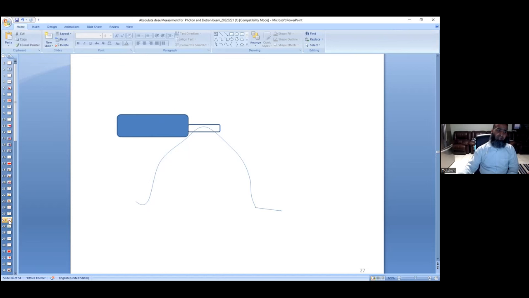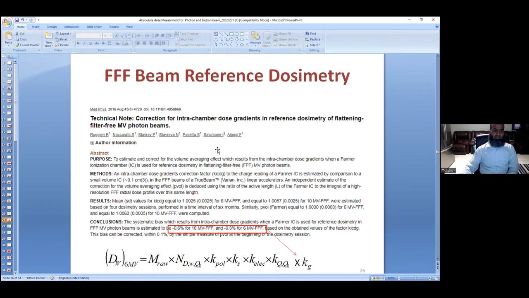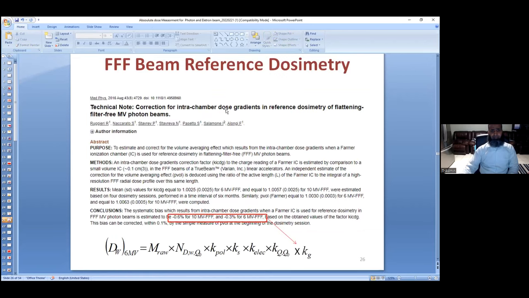This is a beautifully written technical note where they discuss this. Let me make it bigger. Can you see it?